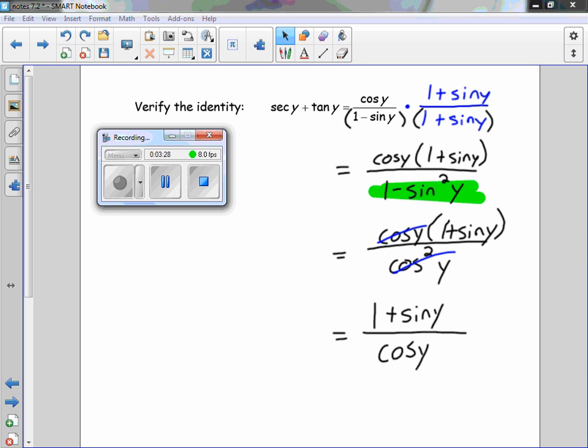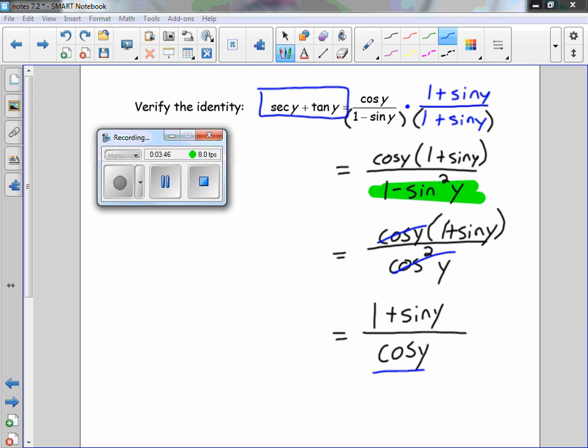If we look at what we need to achieve, it's secant y plus tangent y. All right. We don't have a secant or a tangent in our expression at this point, or on that right side. But we can get there, right? Remember that if we have a monomial in the denominator, we can apply that division to every part of our numerator. So this would become 1 over cosine y plus sine y over cosine y.